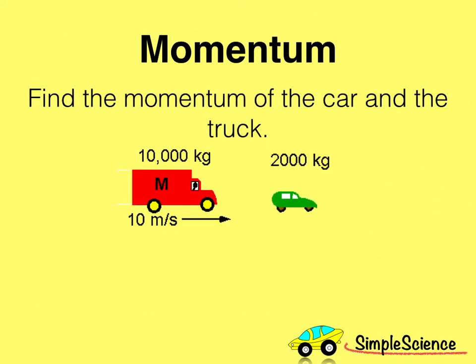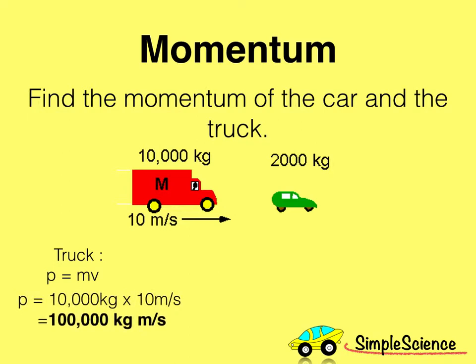Quickly, I'm going to explain how we calculate the momentum of this car and this truck. Let's calculate the momentum of this truck. It's P equals mv, very simple. It's 10,000 kilograms multiplied by 10 meters per second, which gives you 100,000 kilogram meters per second. That's the unit for momentum, by the way.